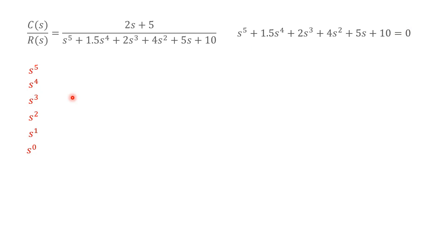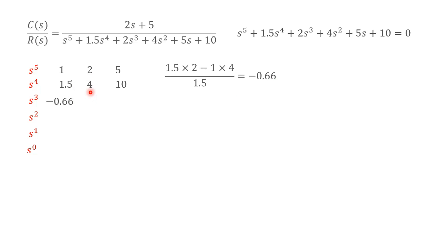So 1, and then 2, then 5, then 0. Or we don't have to write 0. Then the coefficients of s raised to the power 4, 2, and 0: so 1.5, 4, and 10. Now let's see what we are going to get here. Here 1.5 into 2 minus 1 into 4 upon 1.5, which is 0.66. Okay.